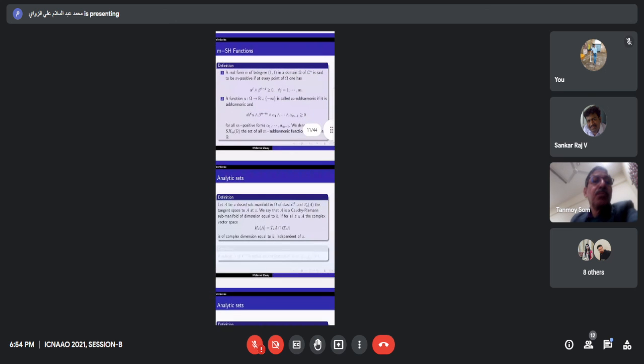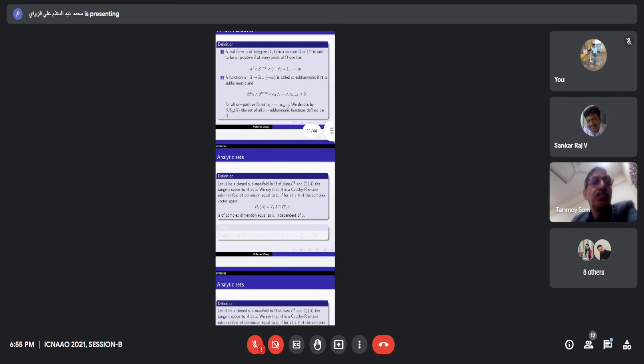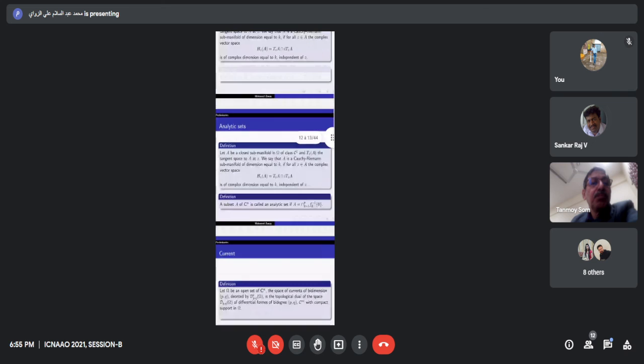Now, if we take A a closed subset, A is said to be a Cauchy-Riemann submanifold of dimension equal to k if and only if the tangent space at every point has a constant complex dimension equal to k, and this k is independent of z. And one can see that a subset A is called analytic if and only if it is the intersection of zeros of holomorphic functions.